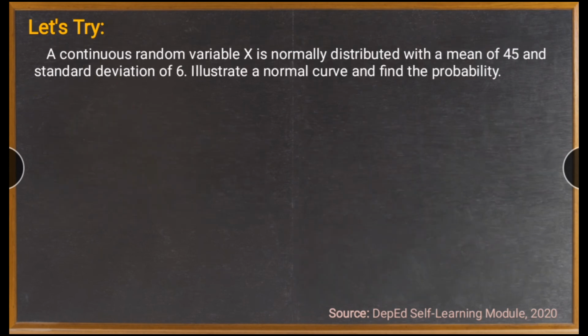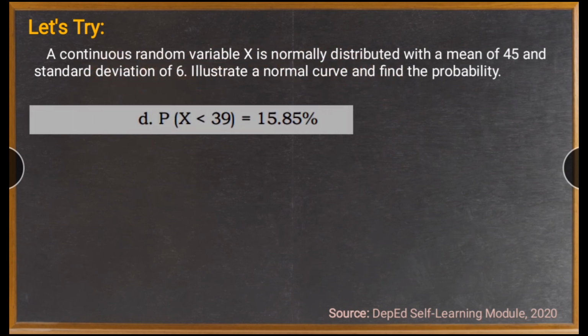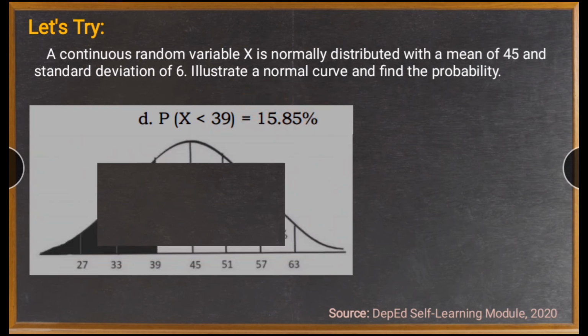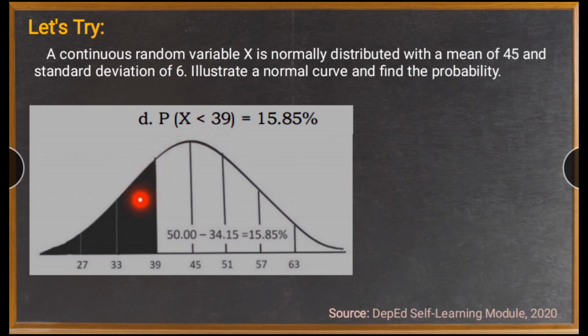Okay, let's have another problem for mastery. The same problem in here, but the requirement is different. We have the raw score less than 39. So the answer must be 15.85%. Do the same thing. So 39 must be this one. If we consider its z-score, this is -1.